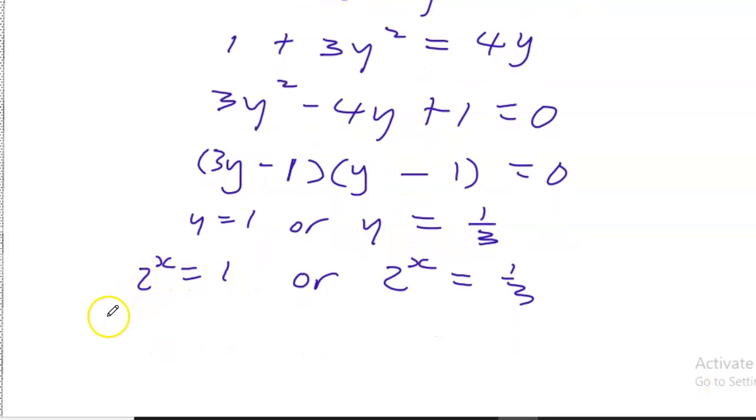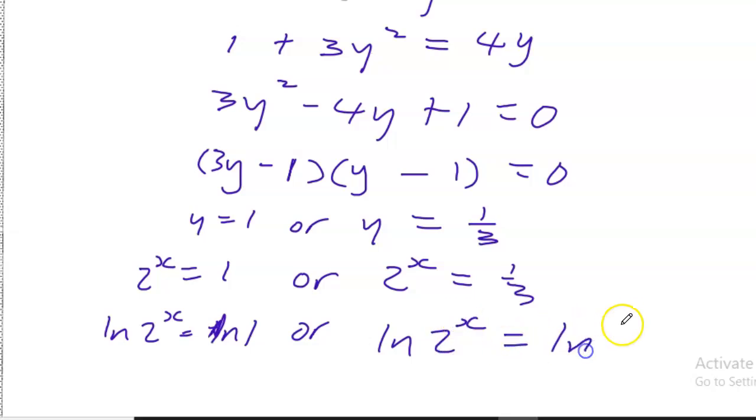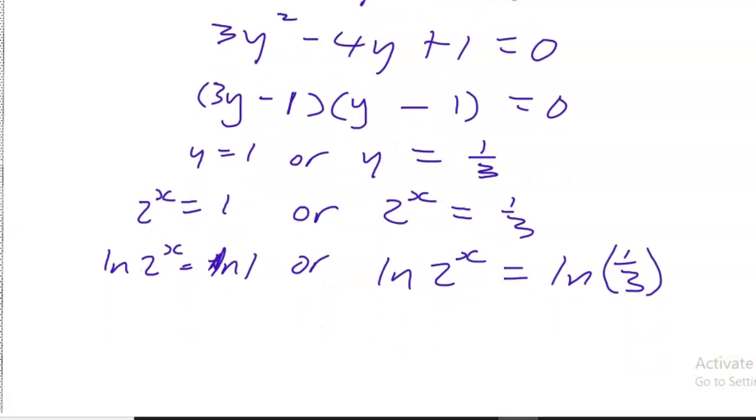So we log both sides, so ln 2 to the power of x is equal to ln 1. And over here, ln 2 to the power of x is equal to ln a third. Good. Now here, we can move the power here. So x ln 2 is equal to ln 1. Now the value of ln 1 is 0. So x is equal to 0.